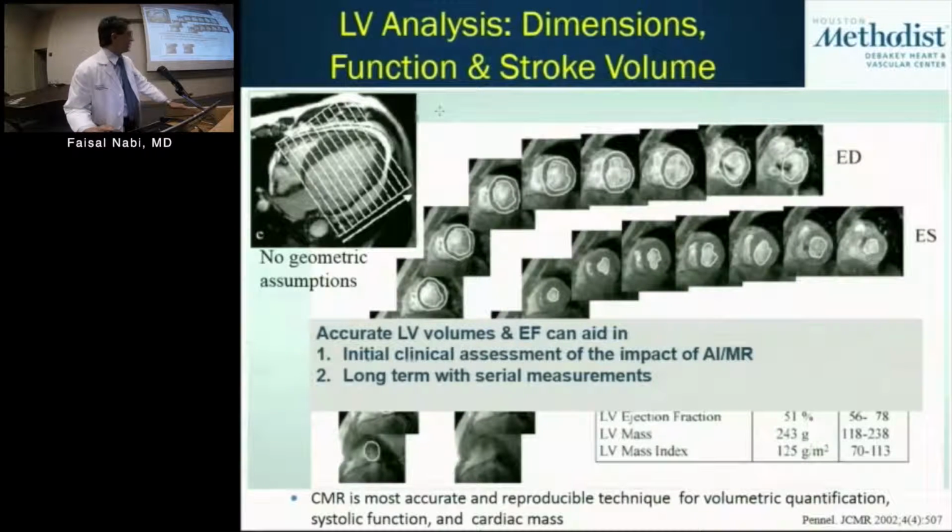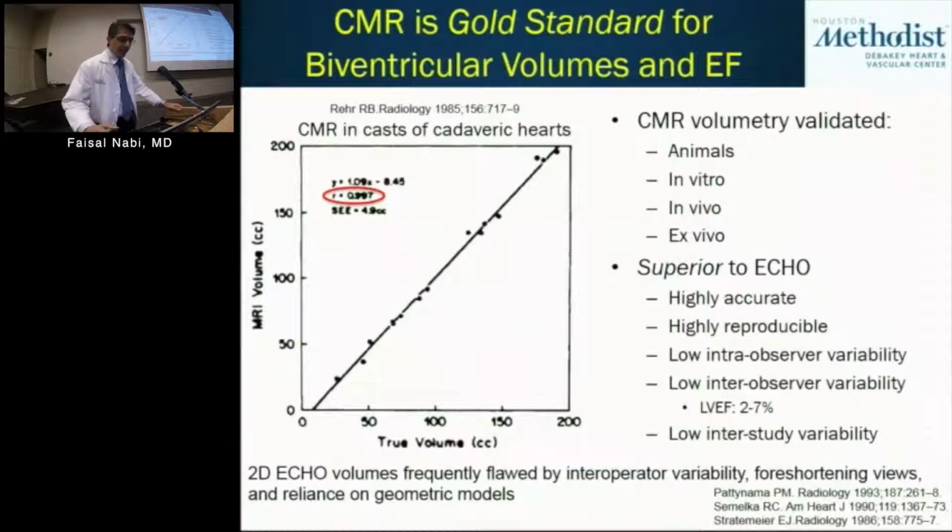This methodology, in some future slides I'll show you, is extremely accurate, and I'll show you what it's been referenced against. But it can be very helpful when you're making the initial assessment and impact of any regurgitant lesion, as well as with long-term serial measurements, whereas with echo it can sometimes be difficult to get a true feel of whether the ventricle is enlarging or shortening. So here is just an example of all the methodologies CMR has been validated against.